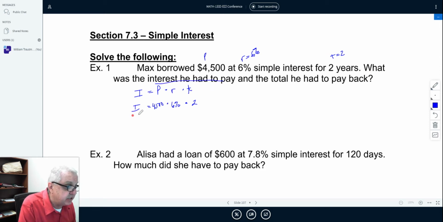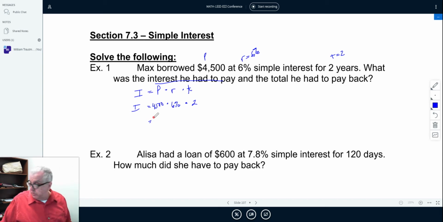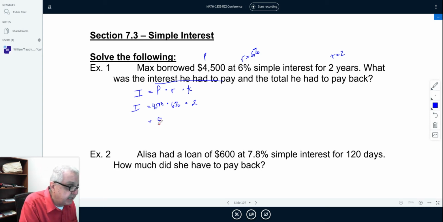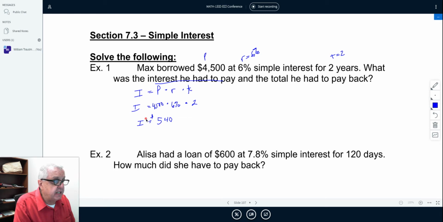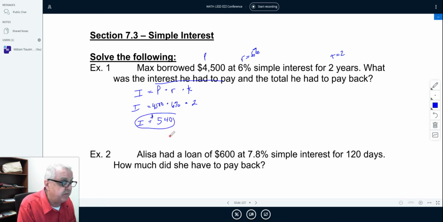Okay, so this tells us what the interest is. I'll multiply those all together. $4,500 times 6% times 2, and the interest added to this is $540. So Max borrowed $4,500, and the interest on borrowing the money was $540.